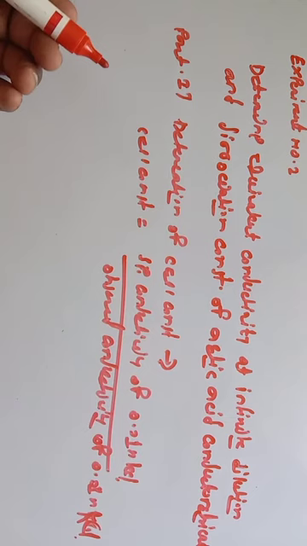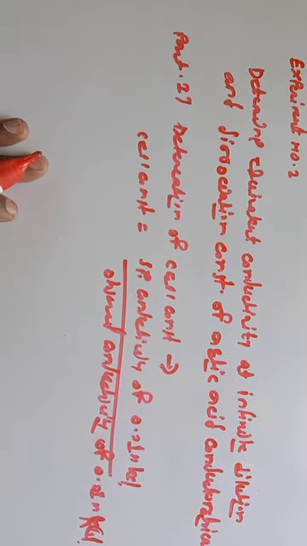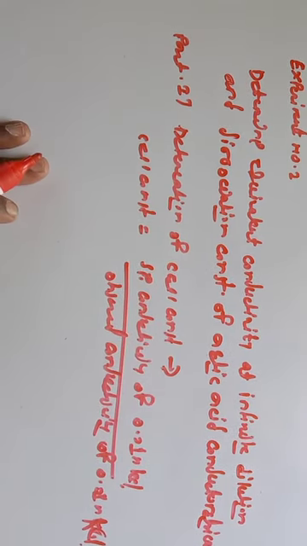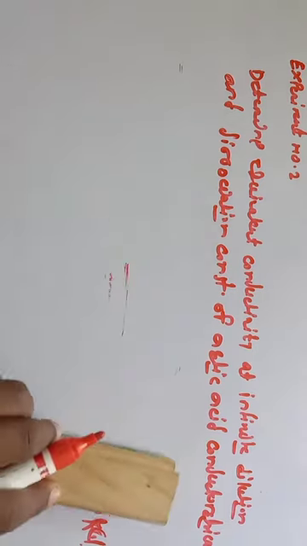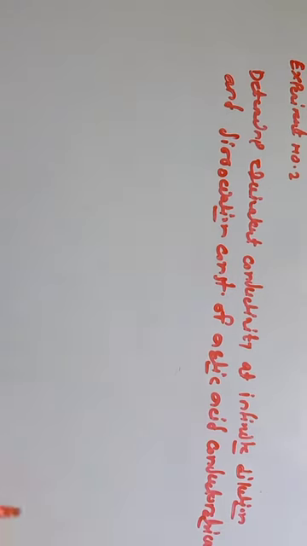Before determining the cell constant, you must calibrate the instrument, that is the conductometer, and we are very much familiar with this from TYBSc. So how to calibrate this conductometer? First find out the cell constant. After that, the determination of equivalent conductivity.